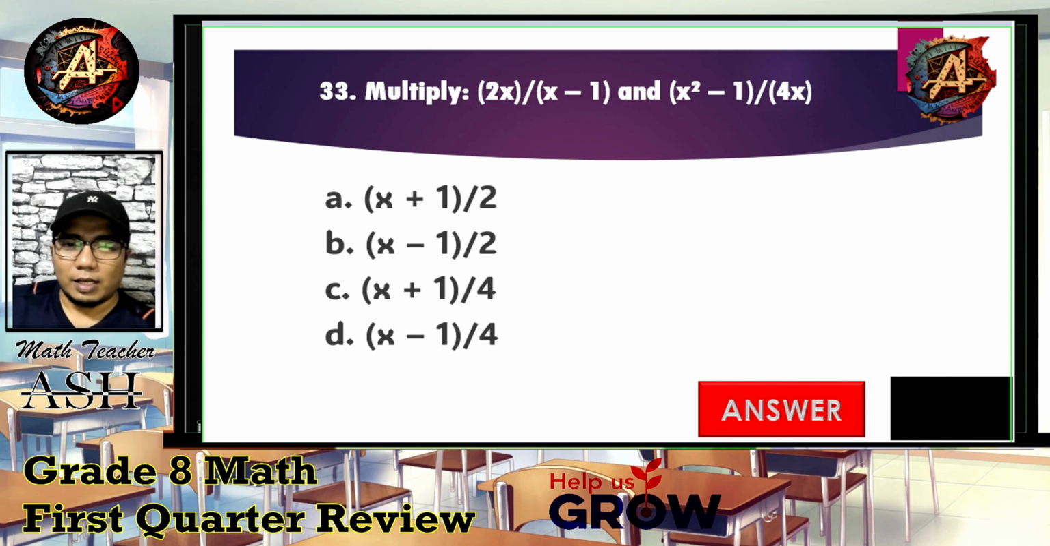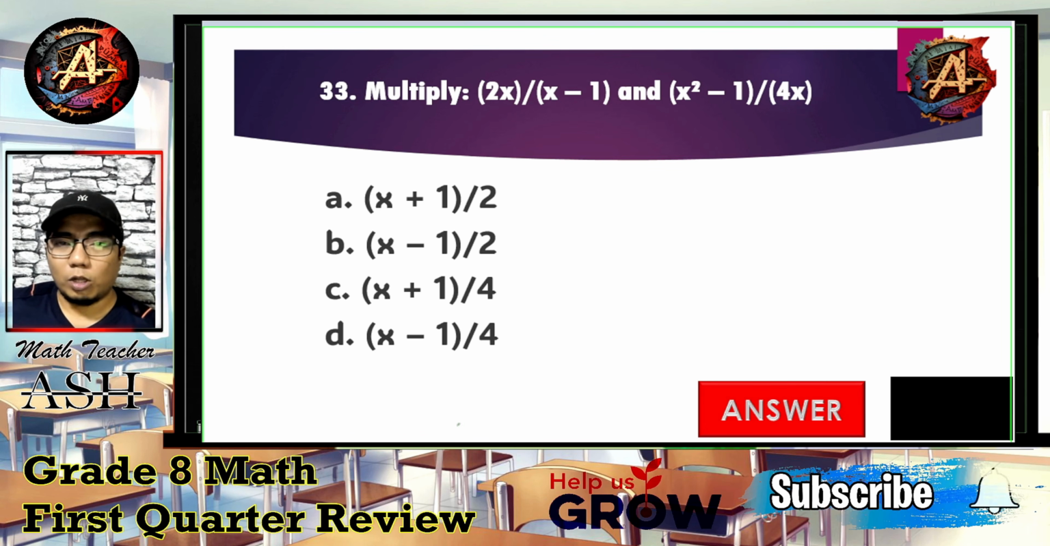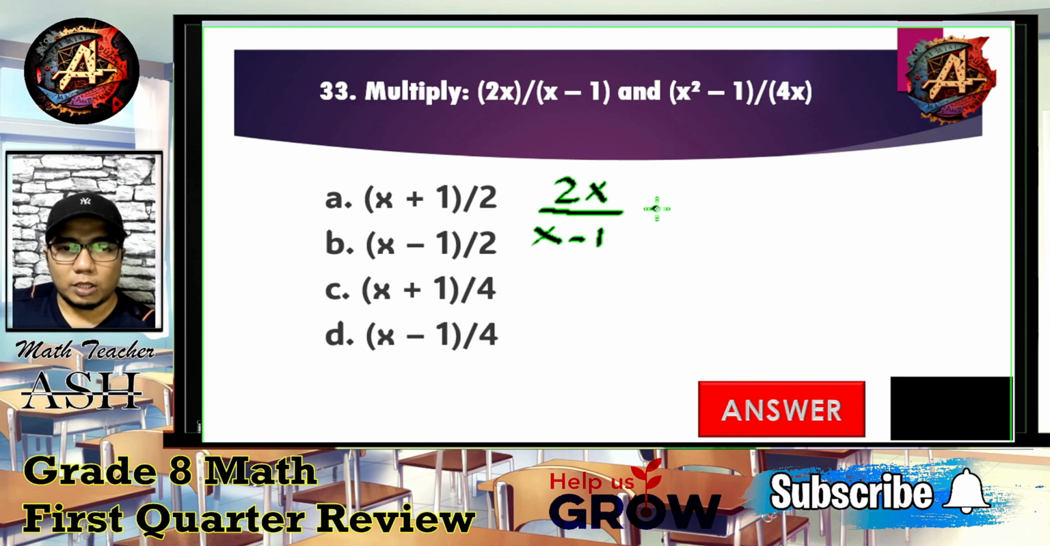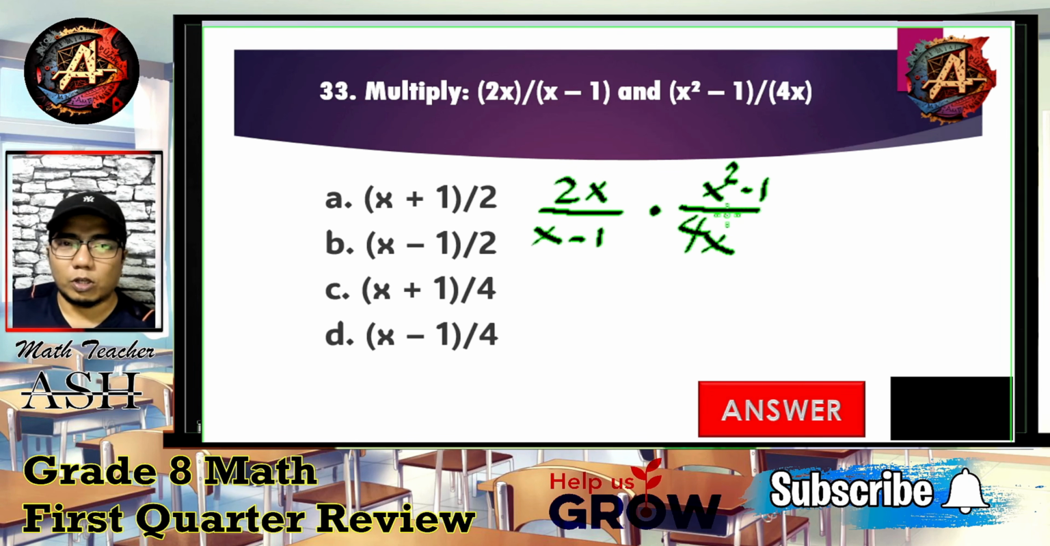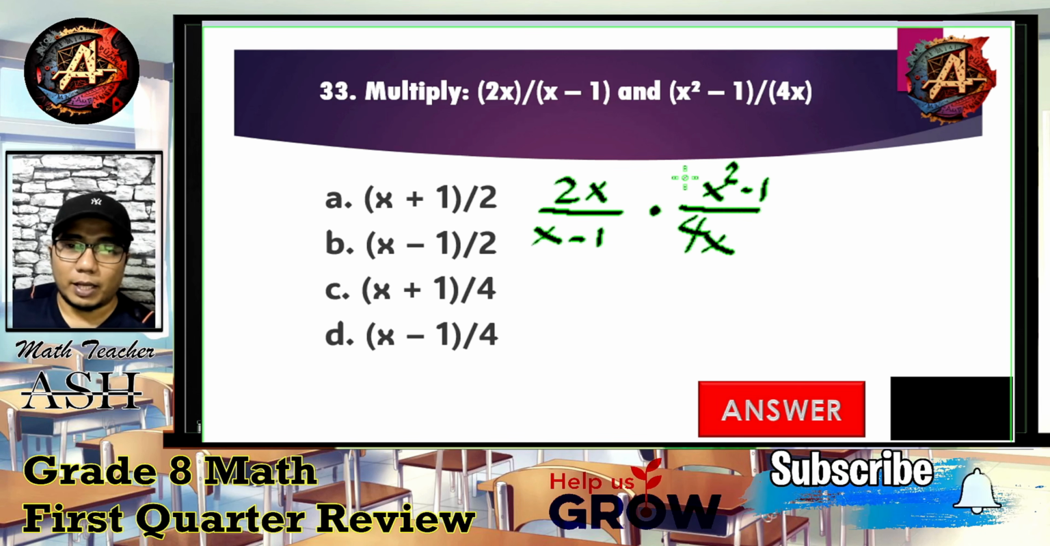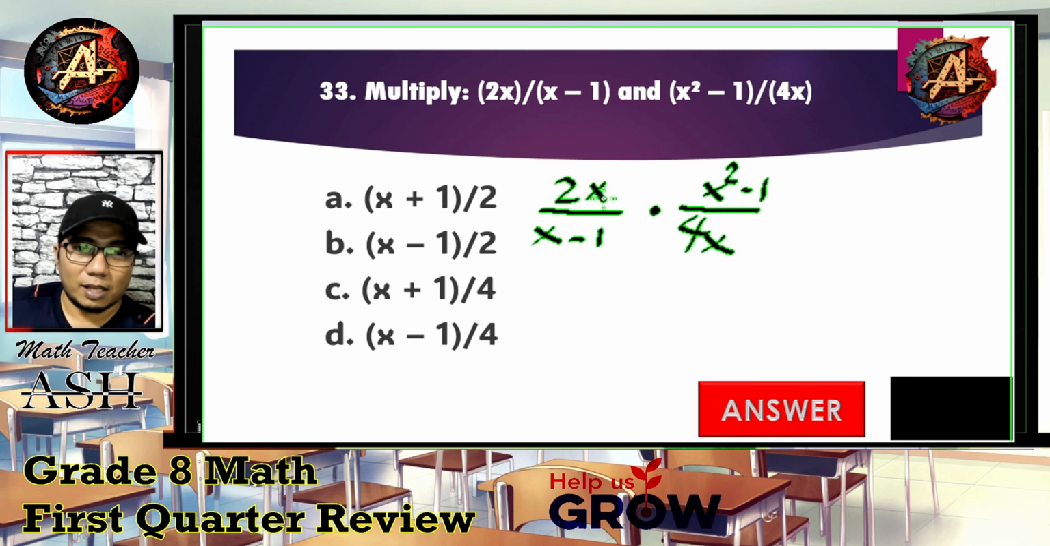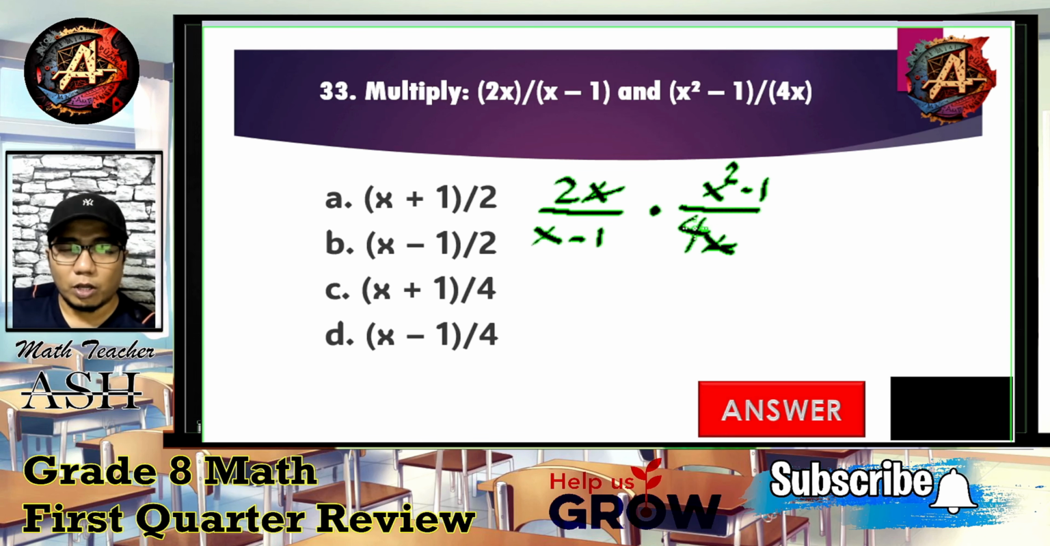Okay, my dear math learners, since the operation here is multiplication, what we need to do is write this like this: 2x over x minus 1 multiplied by x squared minus 1 over 4x. Of course, when multiplying fractions, you can apply cross cancellation. We have here x and x, you can cancel this one. Then we have 2 and 4, you can simplify them by dividing both numbers by their greatest common factor, which is 2. So this will become 1 and this will become 2, because 2 divided by 2 is 1, and 4 divided by 2 is 2.